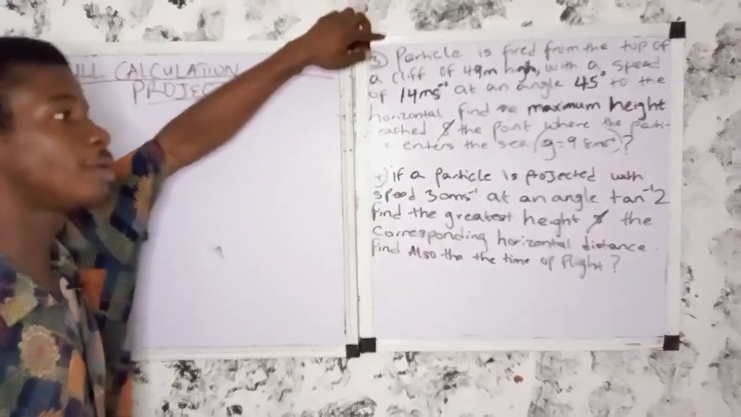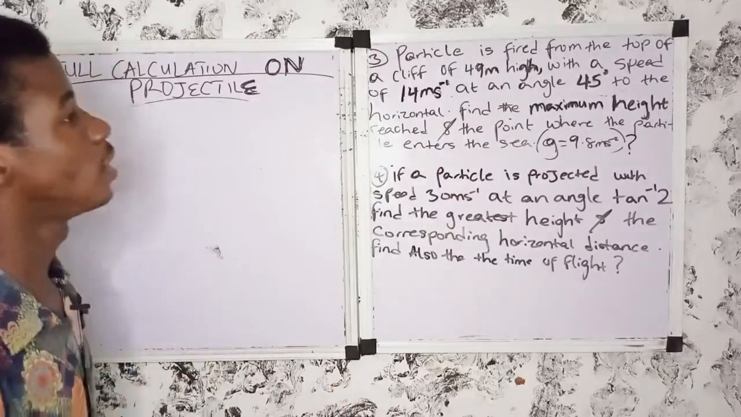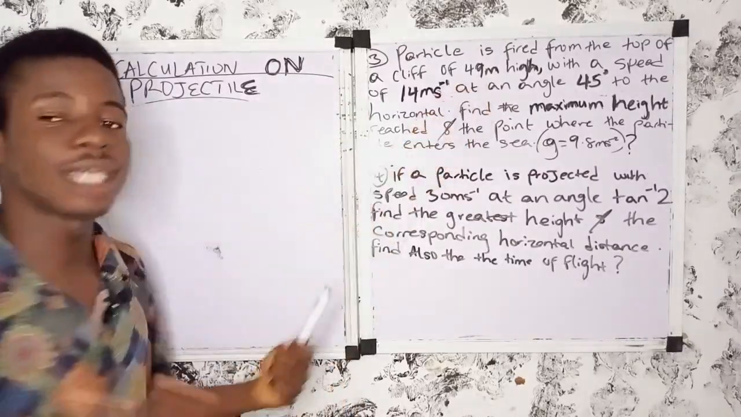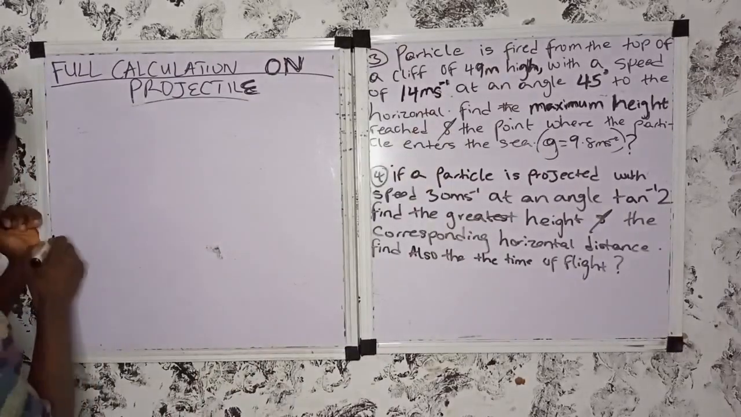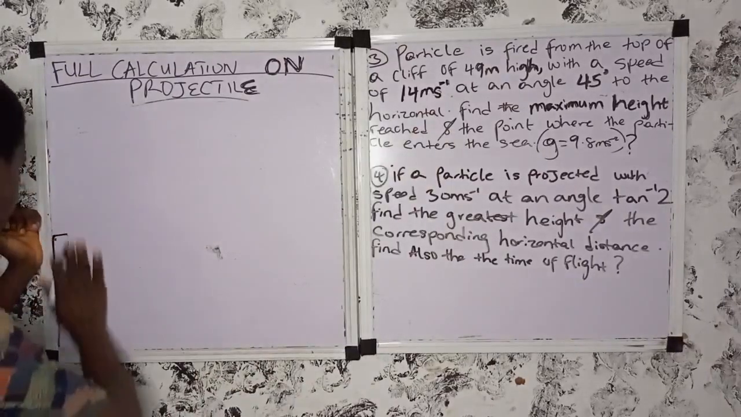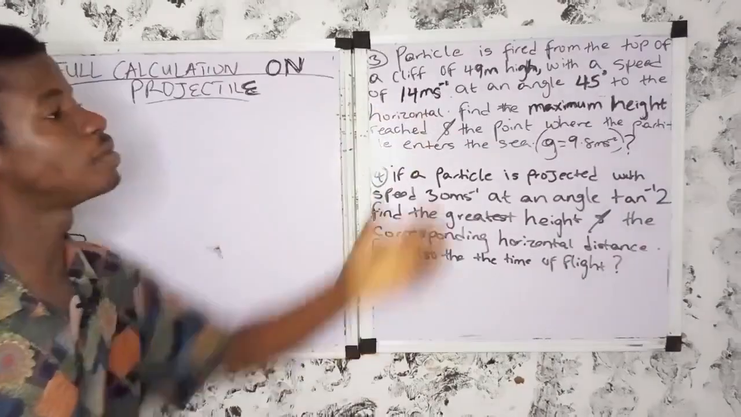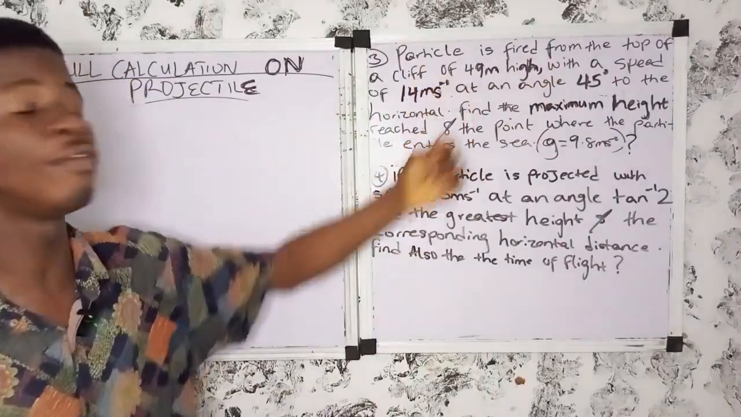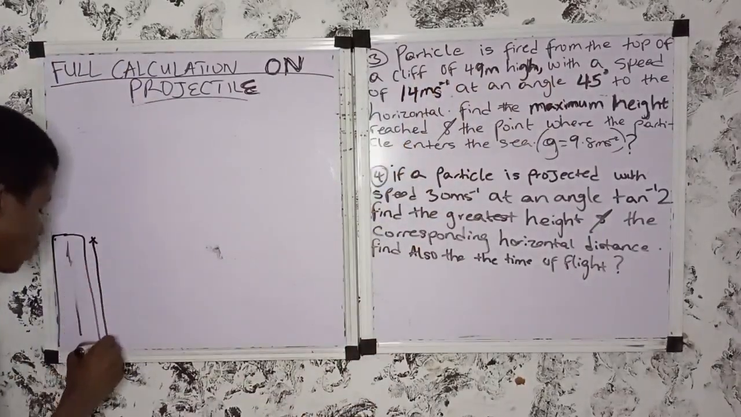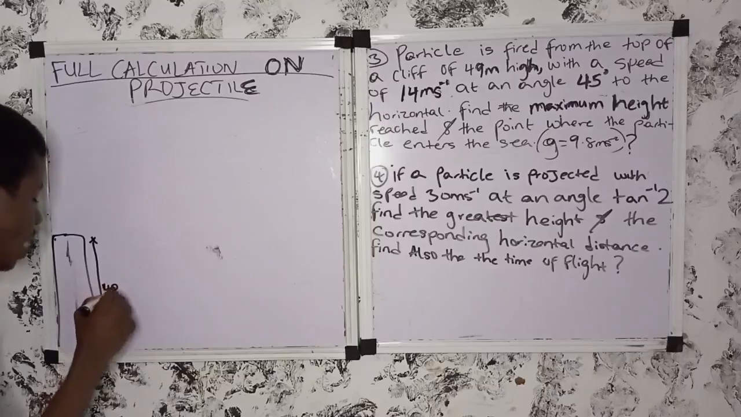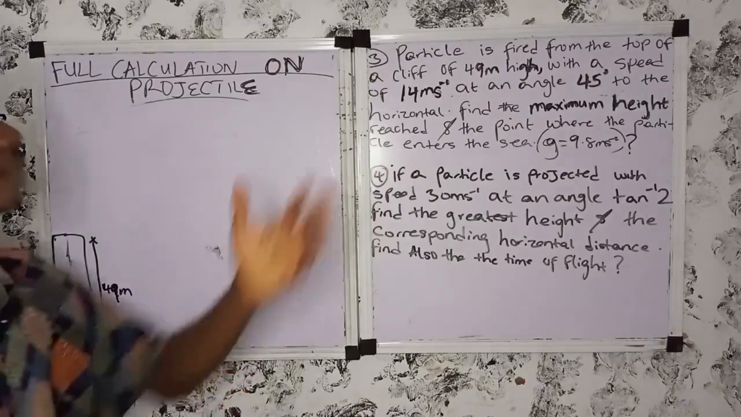A particle is fired from the top of a cliff of 49-meter height. Okay, so let me just draw the cliff here. Let's say this is the cliff, for example. So a particle is fired from the top of a cliff of 49-meter height. So the height of the cliff is 49 meters. Okay, so the height of the cliff is 49 meters.